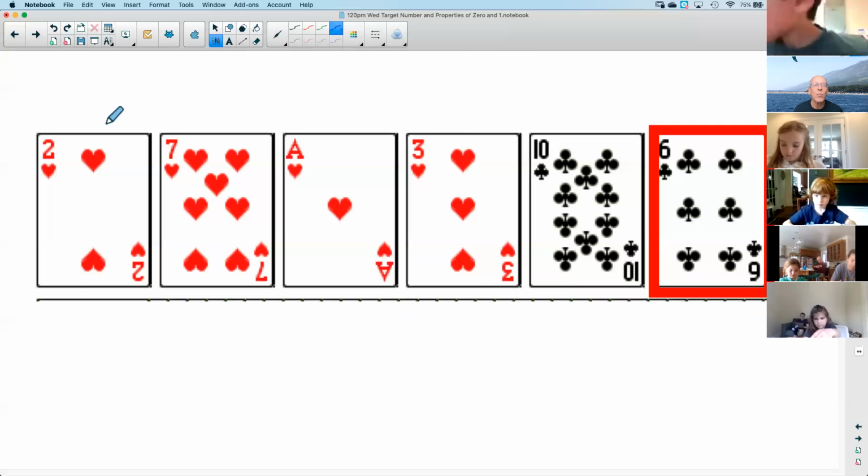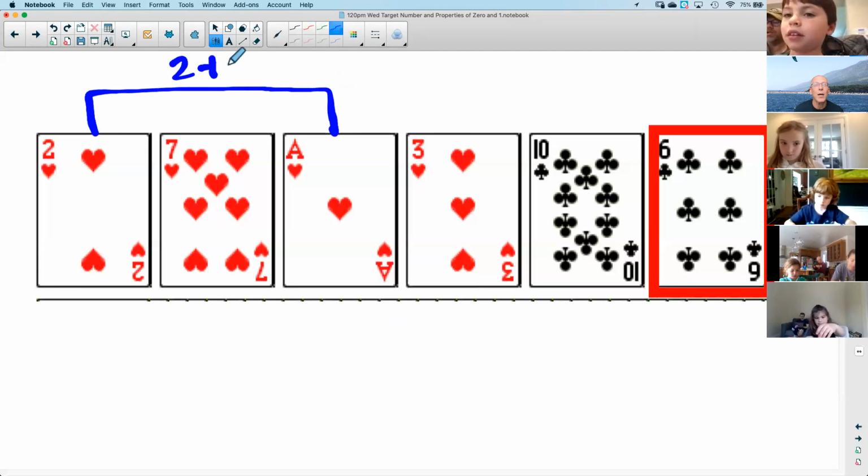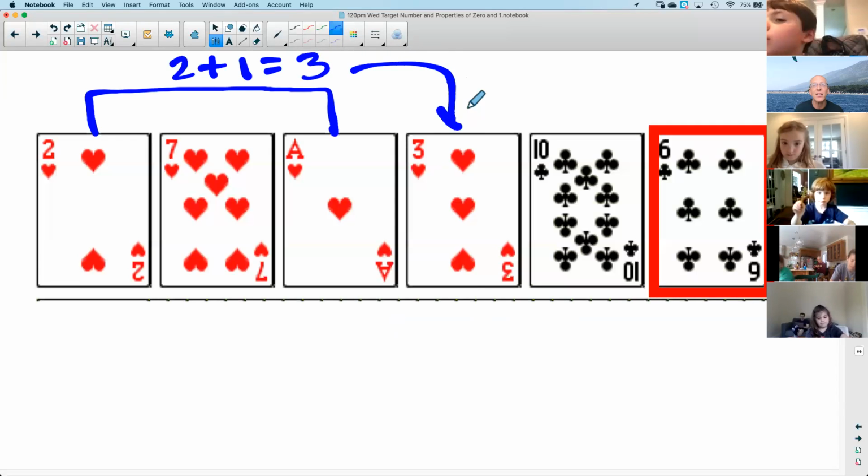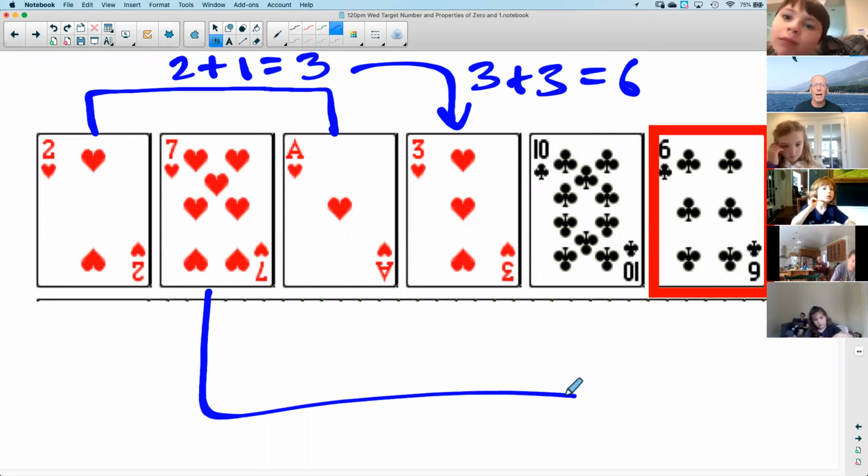Okay. Well, don't you see, Andrew, that you can do 2 plus 1 to get 3? Yeah. And then if you took that 3, you could add it to this 3. Mm-hmm. And that would get you 6. The problem is you now have a 7 and a 10. How are you going to get rid of the 7 and the 10 so you can get 6? And that's really hard to do.